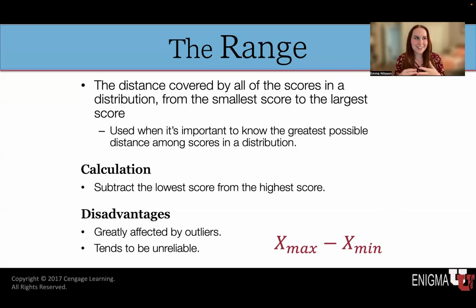The problem with the range is that it is completely determined by the two most extreme values in a distribution, and it ignores all of the other scores, which means that it's not really a reliable method in terms of describing spread. It's great at describing range. That's what it does. So yes, the disadvantage here is that it's greatly affected by outliers and tends to be unreliable. The best and most commonly used measure of variability instead of range is actually standard deviation, which we're going to talk about a little later.